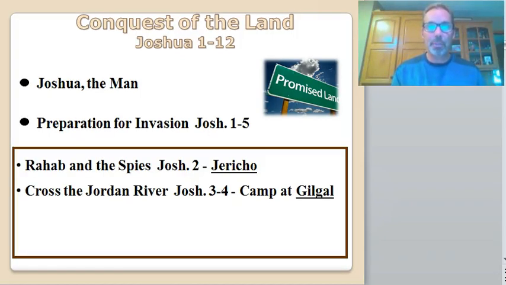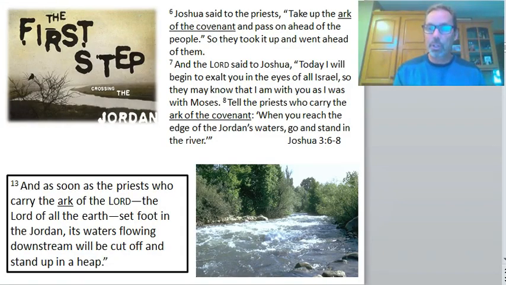So the next thing that happens is that the entire people of Israel are going to cross the Jordan River. And this story is told in Joshua 3. God says, take the Ark of the Covenant, let the priests carry the Ark of the Covenant, because obviously the Ark was a symbol of God's presence. God's going to go before them and in the front.